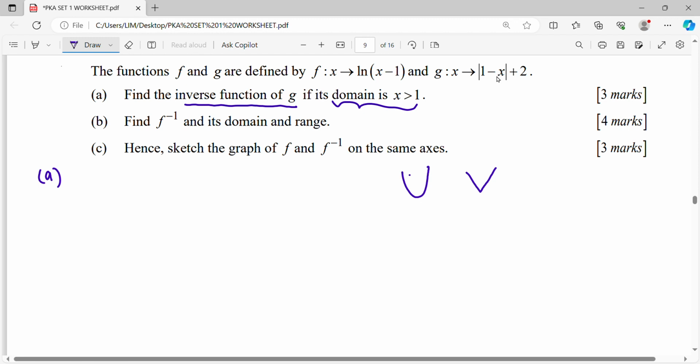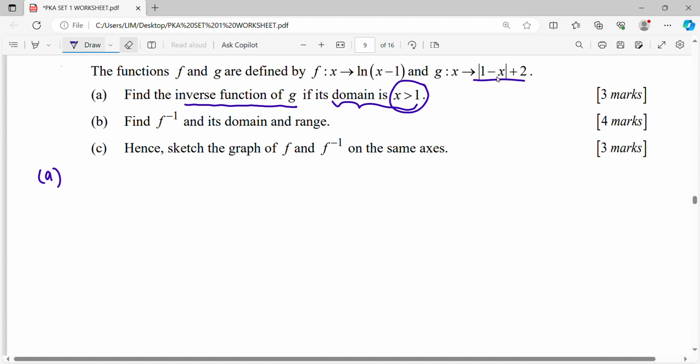When you're taking the whole function, of course this one cannot be inverted. But they already said domain x more than 1. Maybe they just take one part of it so that it can be inverted. So we need to see which part of the function is being taken.